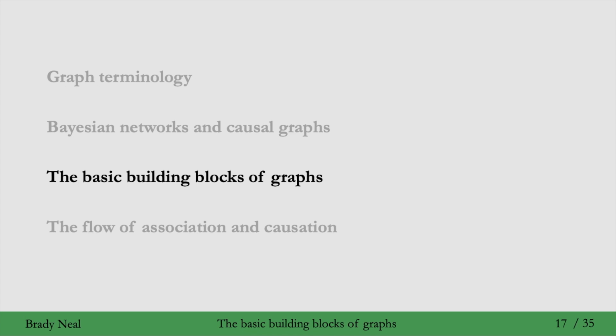With that, we can conclude the Bayesian Networks and Causal Graphs portion of the lecture and move on to the basic building blocks of graphs. So this whole section will be about how association flows in graphs, and it will apply not just to causal graphical models, but also regular probabilistic graphical models, so models that are just statistical. Causal graphical models inherit a lot of the work that was done in these regular probabilistic graphical models.